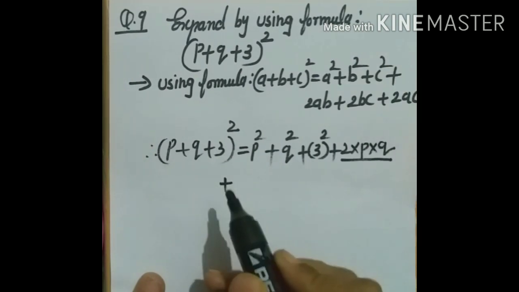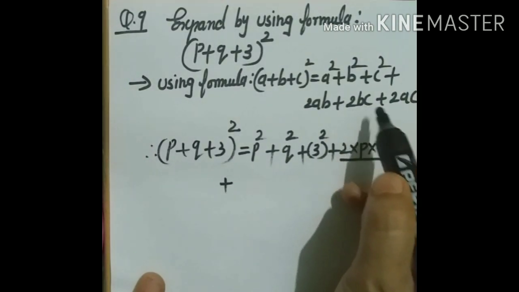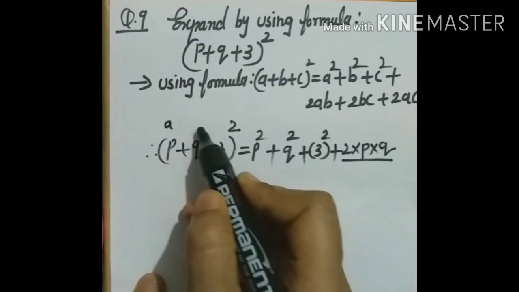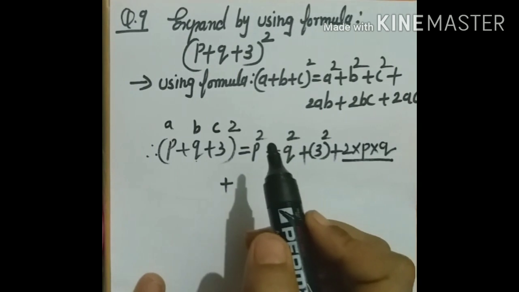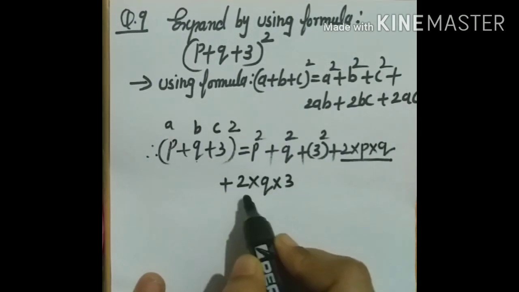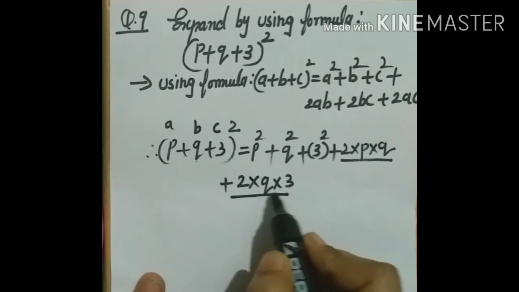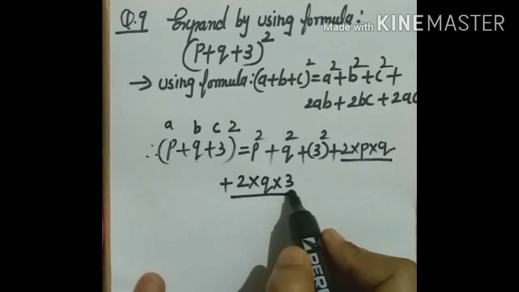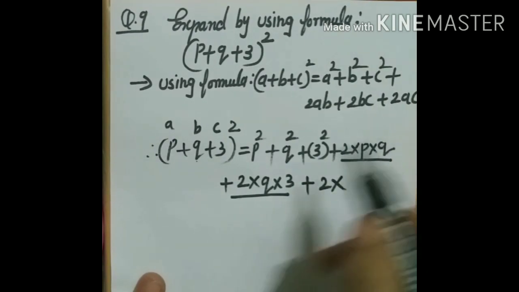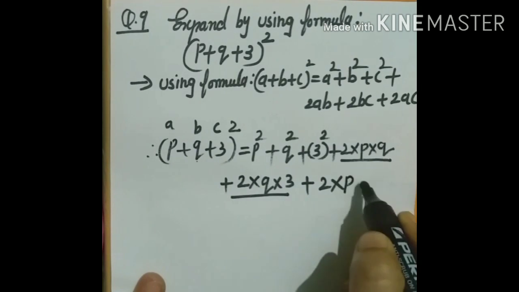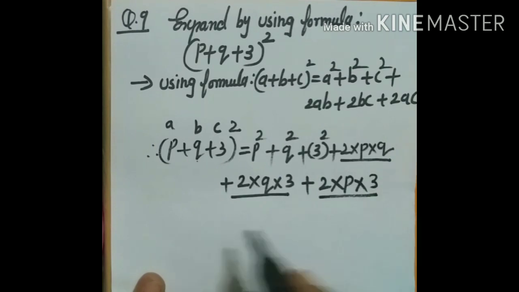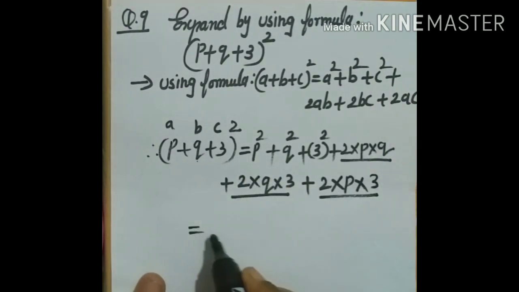Plus, now what is there? 2bc means this is your b and this is your c. If you want children, you can write here a, b and c. Now 2 into q into 3. Again underline children, it means these 3 terms you have to multiply. Plus 2 into a and c. A is what children? P, and c is what children? 3. Again underline.